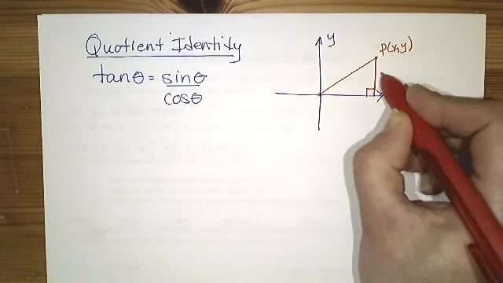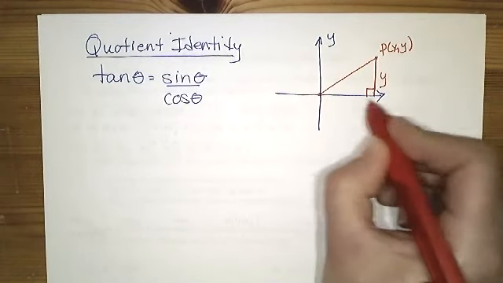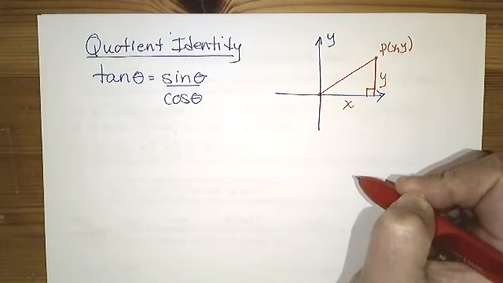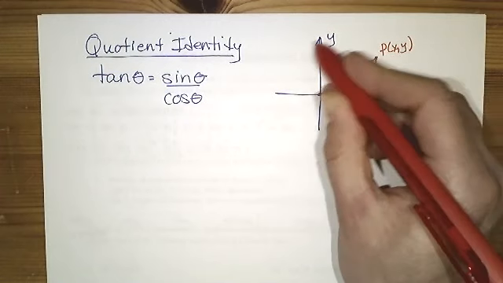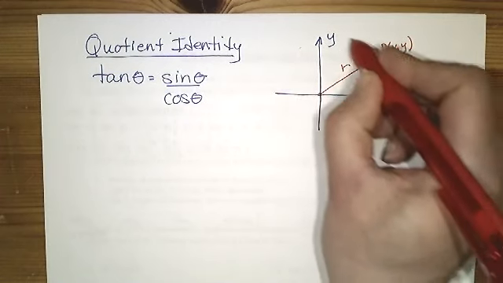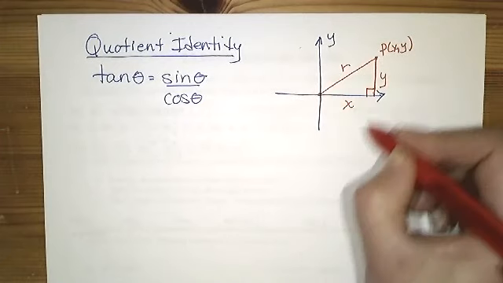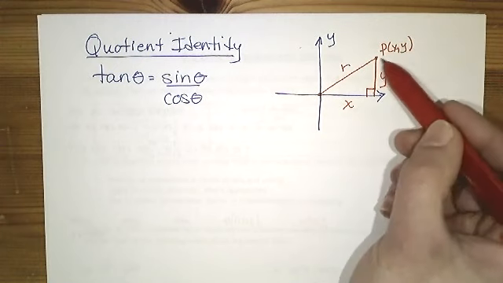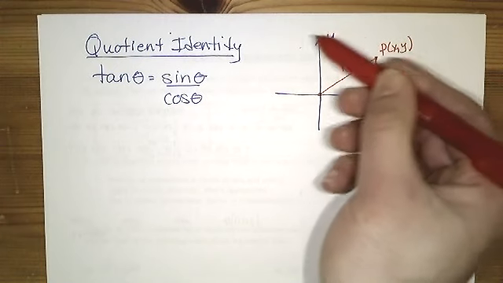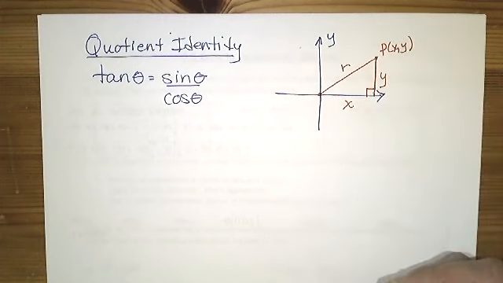We know that this side is represented by y. This side along the x-axis would be x. And we've stated that this is r, because remember it forms a circle if we were to rotate this terminal arm around. And so it is the radius of that circle that would appear if we were to just rotate this around the coordinate grid.